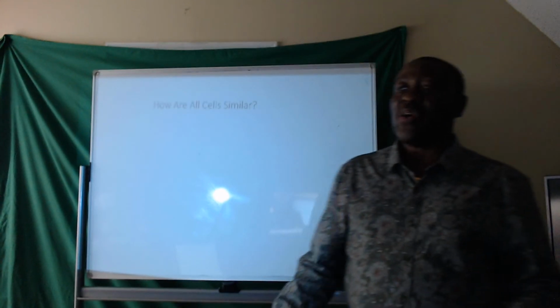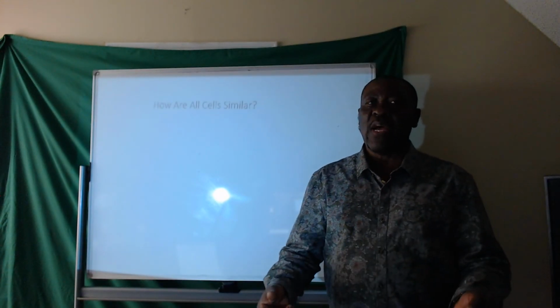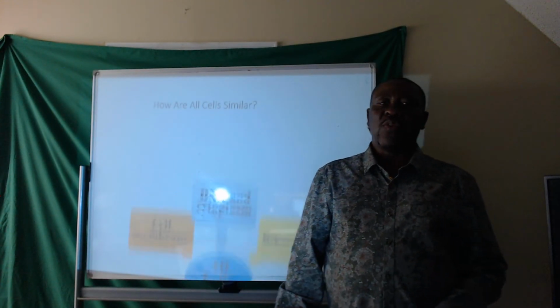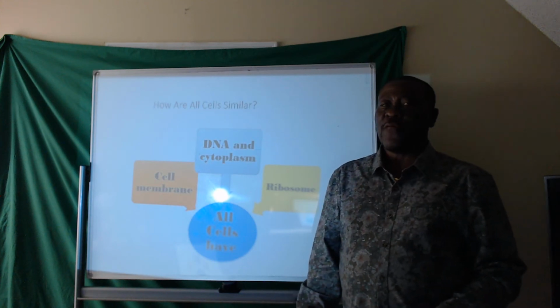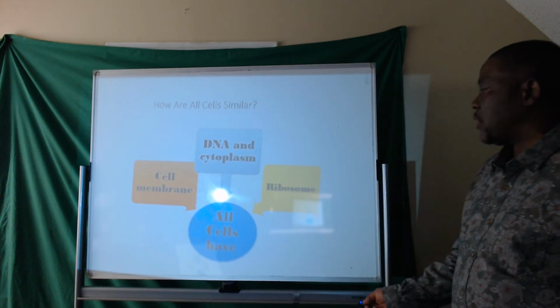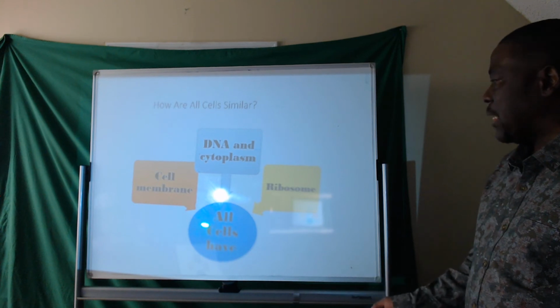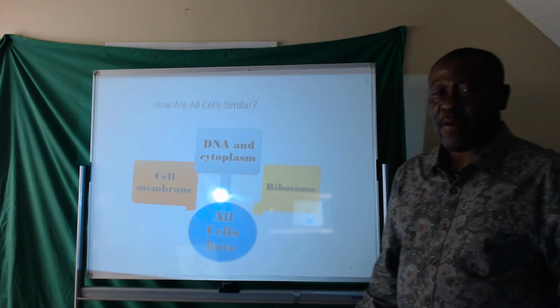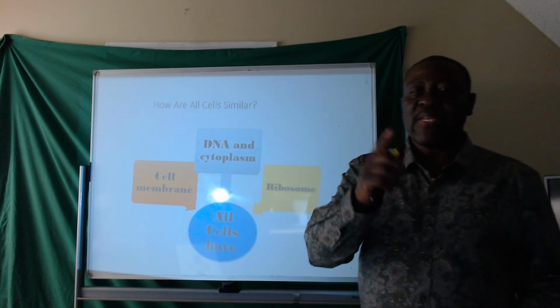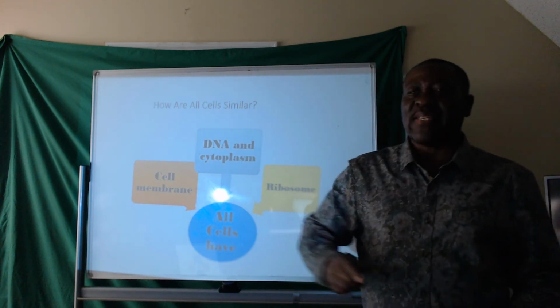So how are all the cells similar? Okay, how are they similar? How is prokaryotic cell similar to eukaryotic cell? Well, let's look at this picture that I have here on the board. Okay, first of all, the bottom one right here, it says all cells. This is not just one cell, but every single cell. All cells have what? All cells have a cell membrane. Okay, a membrane is like a circle that's going around the cell itself.